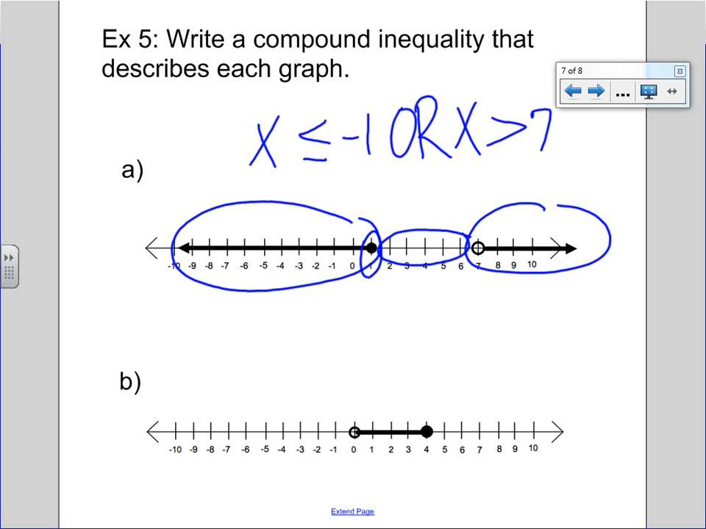On B, we have one that comes together, which means that we're going to use and. So on the first part, we'll go ahead and write it as 2 and then we'll combine it as 1.